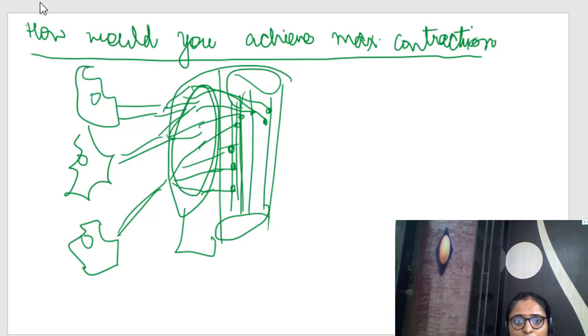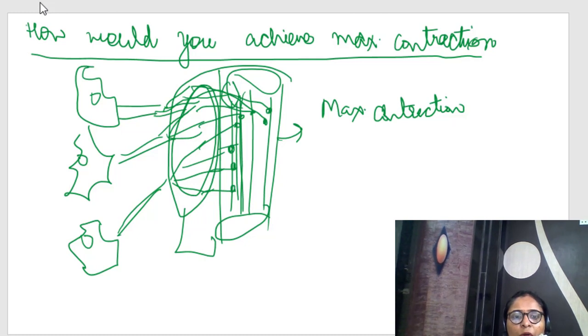they should contract simultaneously. If they are contracting simultaneously, then only we can achieve the maximal contraction of the muscle. You are getting my point? Means, for example, if only this motor unit is contracting, the muscle fibers are not contracting fully, means only a few muscle fibers will contract, and you will not gain the maximal contraction. So to gain the maximal contraction, you need to contract all the motor units, so that all the muscle fibers are contracted and you gain the maximal contraction of the muscle.